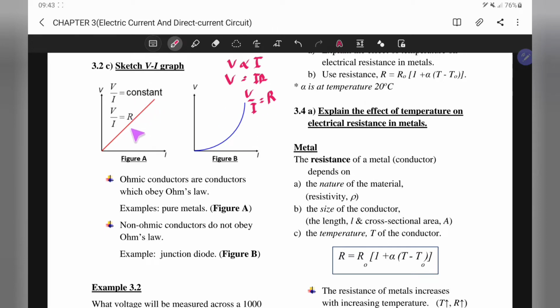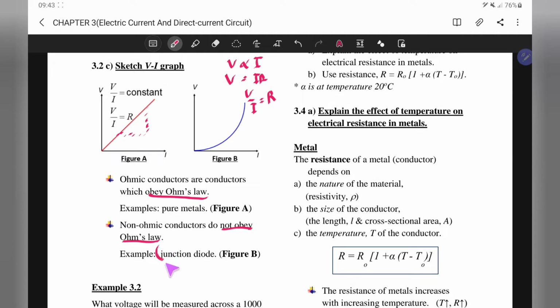So how to get R? From the gradient. By calculating the gradient, you will get R for the V against I graph. So this is for any ohmic conductor. What does it mean? It just obeys Ohm's law. And then for non-ohmic conductors, the graph is like this. It's not a straight line graph, but a curve. Why? Because it doesn't obey Ohm's law.